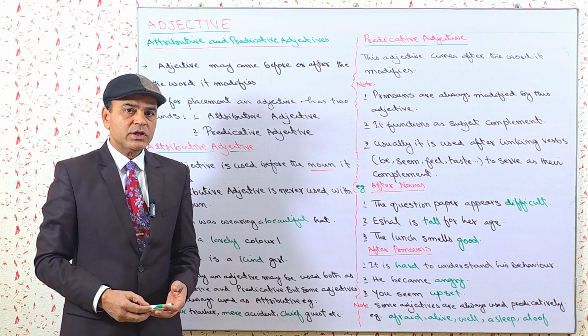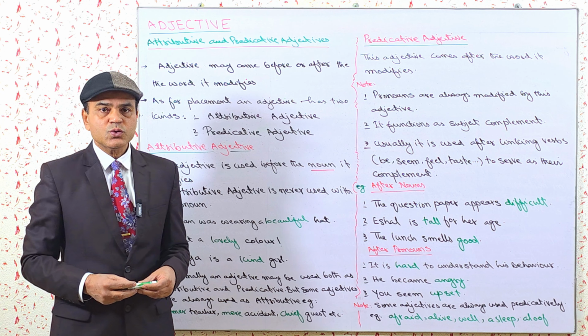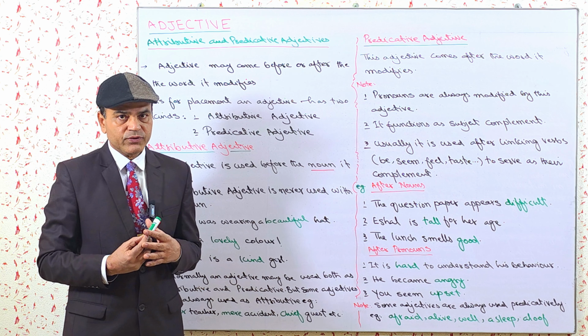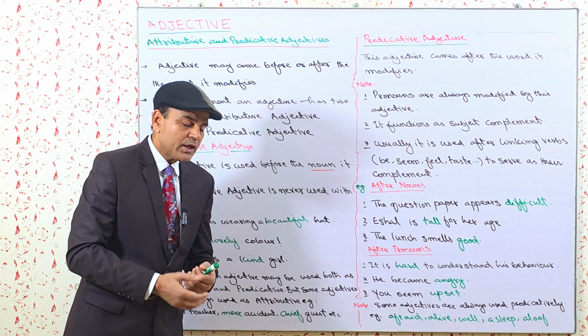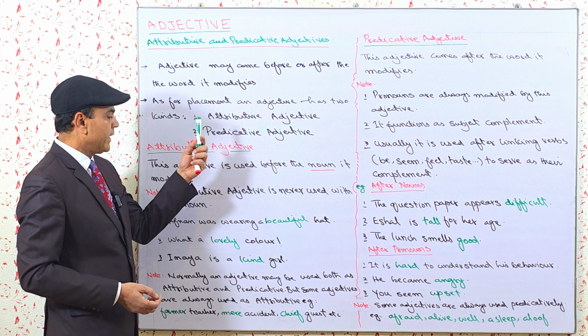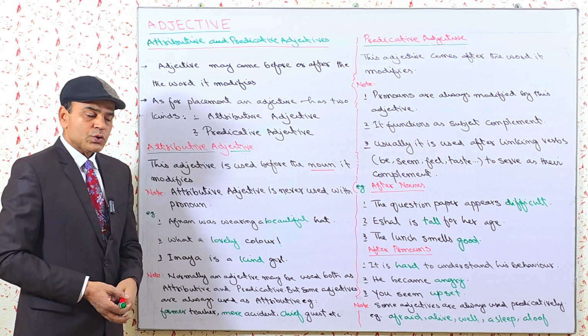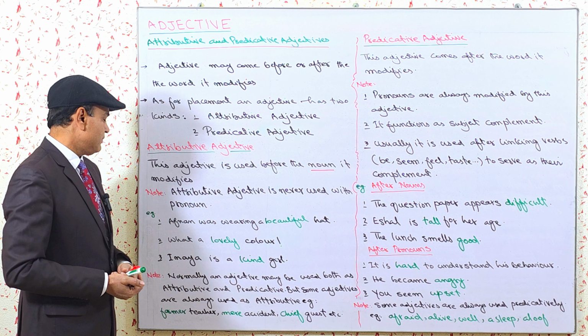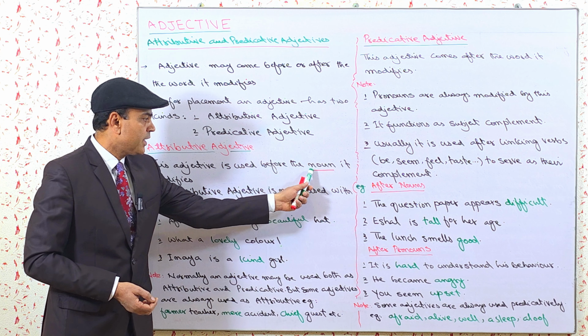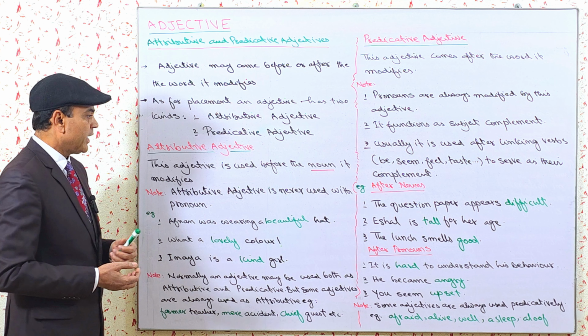The word adjective, when it is used with a noun, may come before it or after it. So based on this, the adjective has been divided into these two kinds. So what is an attributive adjective? The adjective which is used before the noun it modifies.